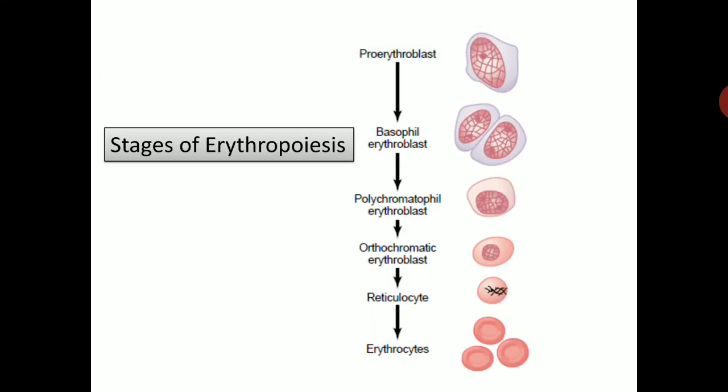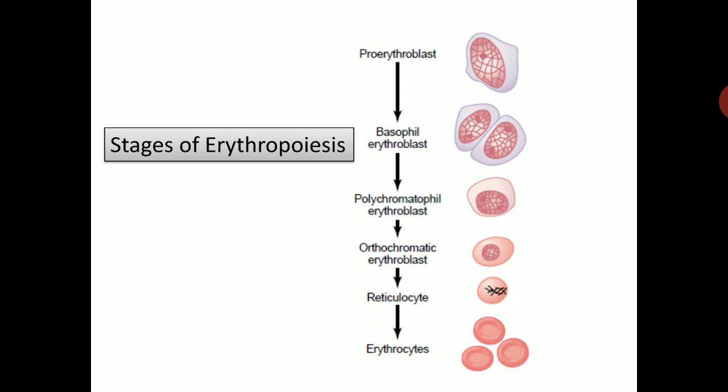Now, the stages of erythropoiesis. From the stem cell, there will be formation of proerythroblast or pronormoblast, then basophilic erythroblast, then polychromatophilic erythroblast, then orthochromatic erythroblast. Then the nucleus will be removed from the developing RBC in the reticulocyte, and then these reticulocytes will go into the circulation. So up to the reticulocyte stage, it is in the bone marrow, then RBCs will go into the circulation, and there will be no nucleus in the RBC.